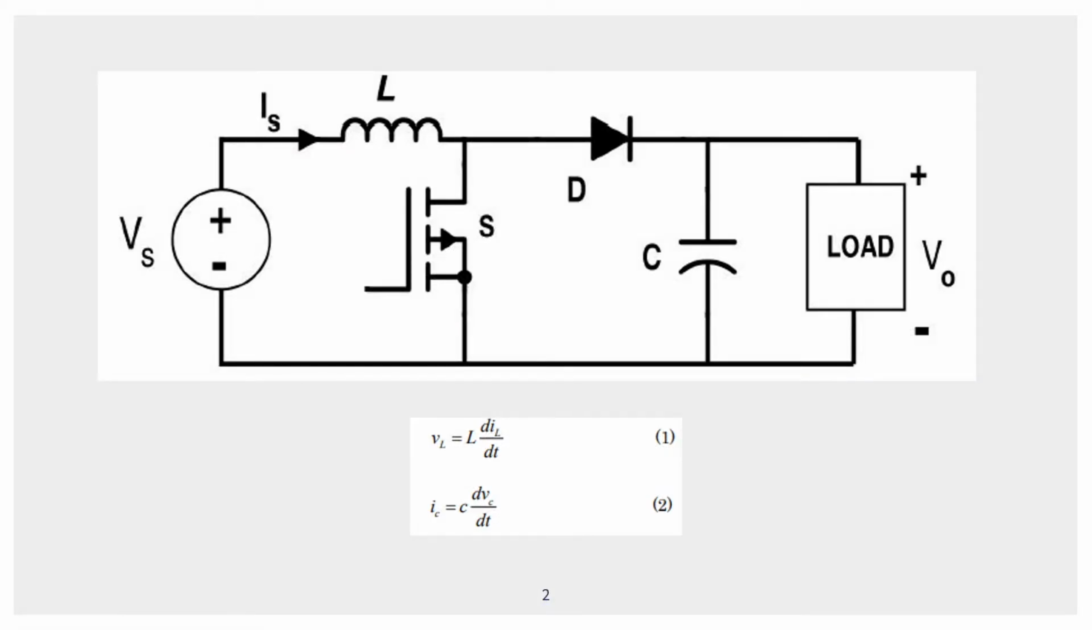To begin with, this is a simple diagram of the boost converter. The voltage across the inductor is given by L dIL/dt, and IL is equal to IS in this case. The current that flows through the capacitor is equal to C dVc/dt, where Vc is also equal to V0, the output voltage, and the voltage across the capacitance is Vc.